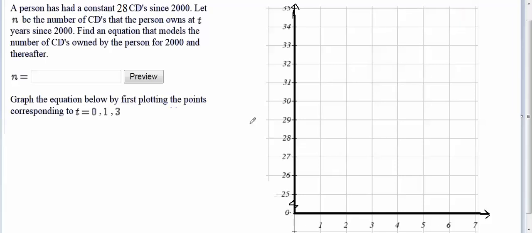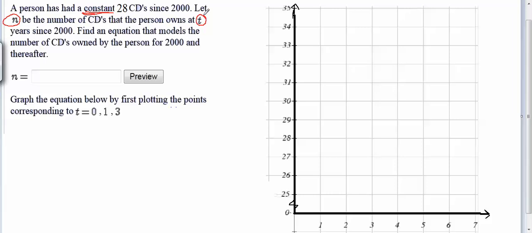Welcome to the video. In this scenario, we're told that a person has had a constant 28 CDs. So think about that key word in mathematics. Constant means unchanging since 2000. So I guess for Christmas in 2000, the person was given 28 CDs and they've never gotten another one and they've never lost one. And we have two variables defined here in this story: n, the number of CDs the person has, and t, the number of years since 2000.